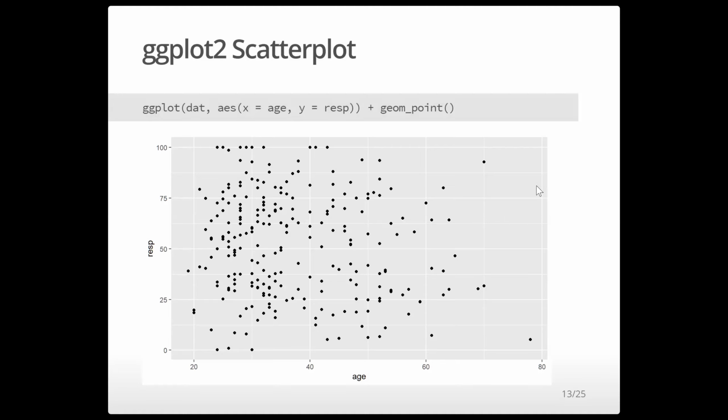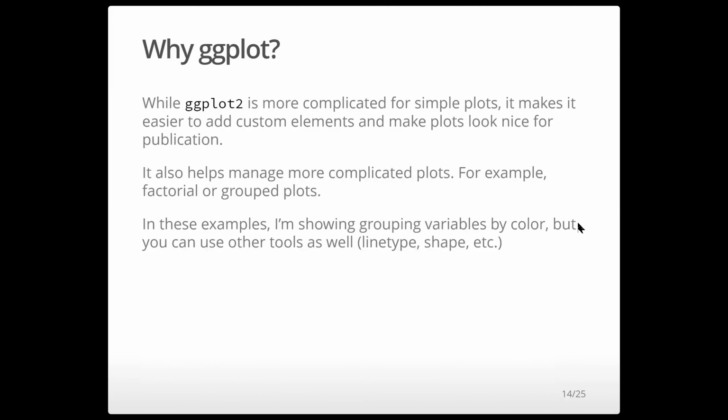And here we can do the same thing. We can get a scatter plot by calling geom point here. That will ask for a scatter plot. And so this is the same as the scatter plot we saw before with base R as well, where the x-axis is age. So while ggplot2 is a little bit more complicated for simple plots, it makes it much easier to add custom elements, which is one of the great things about it, and to manage more complicated plots. So it's also great for making plots nice to look at for publication.